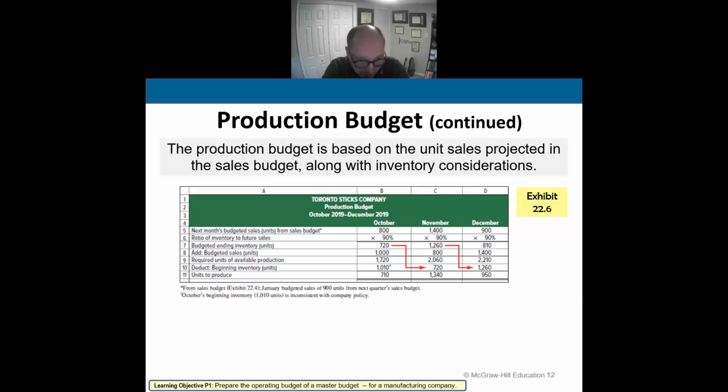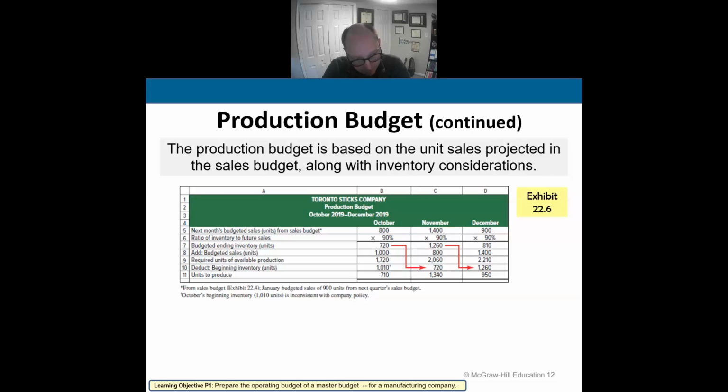Now, here's what this means. Required units of available production. The word available production simply means capacity. What's the business's capacity? Required units of available production. The number of units I need to make.